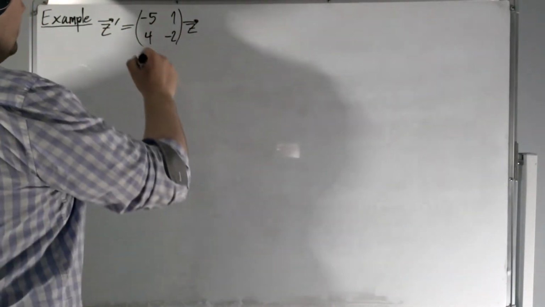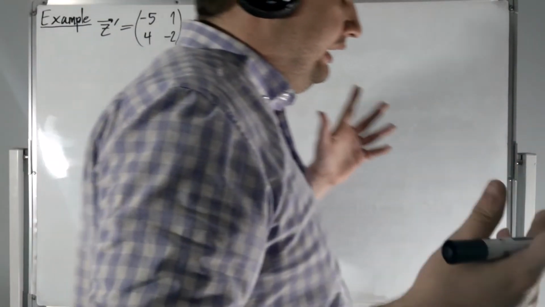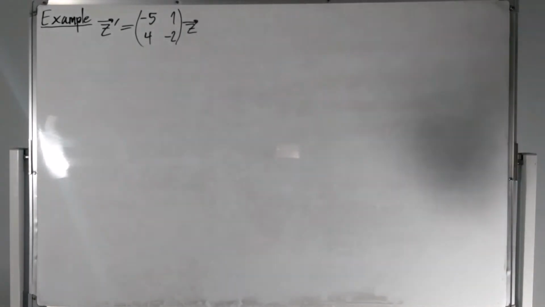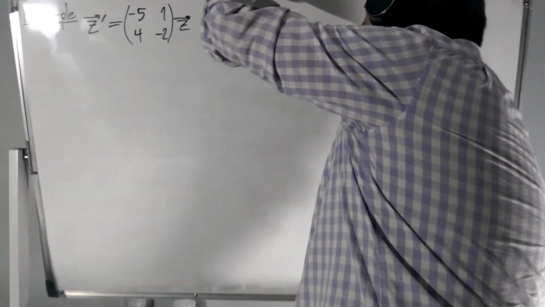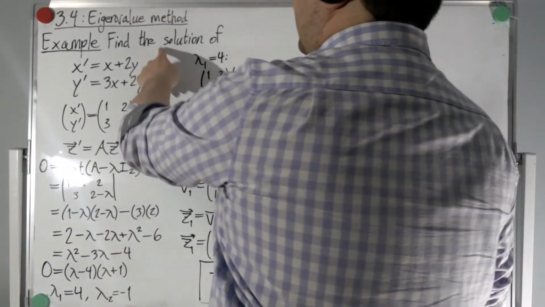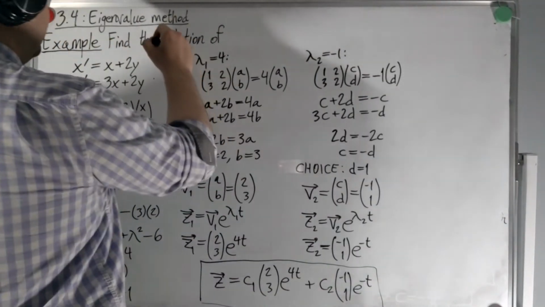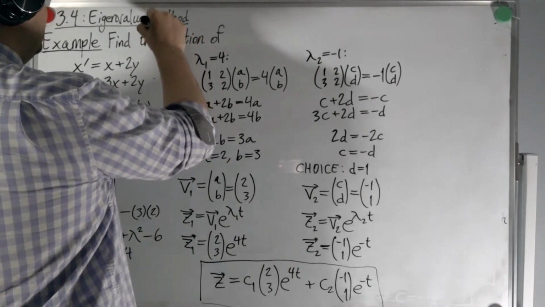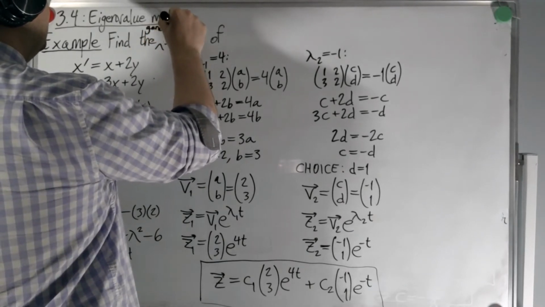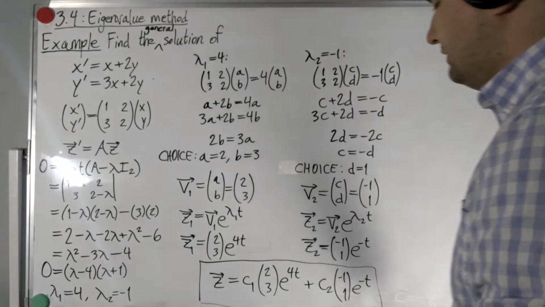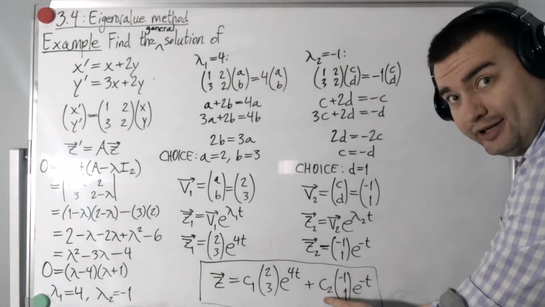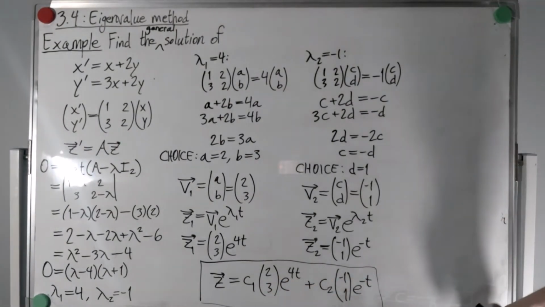And once again, we'd like to find the general solution of this matrix ODE. By the way, I should have said over here, this is the general solution. You know it's the general solution because you have these arbitrary constants in it. Okay?